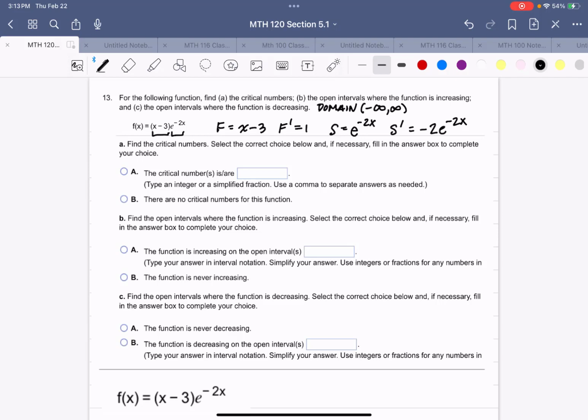So our product rule says f prime of x is going to be the first, x minus 3, derivative of the second, negative 2 e to the negative 2x, plus the second, e to the negative 2x, derivative of the first, which is 1.